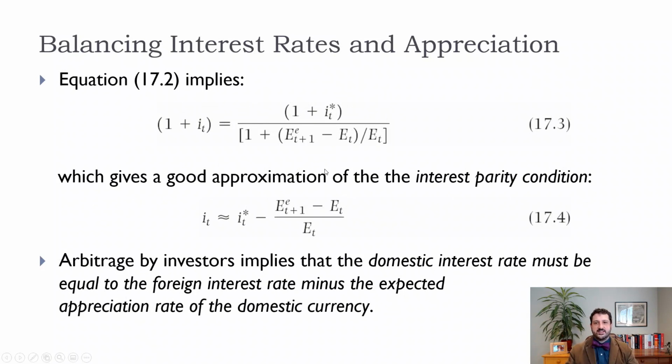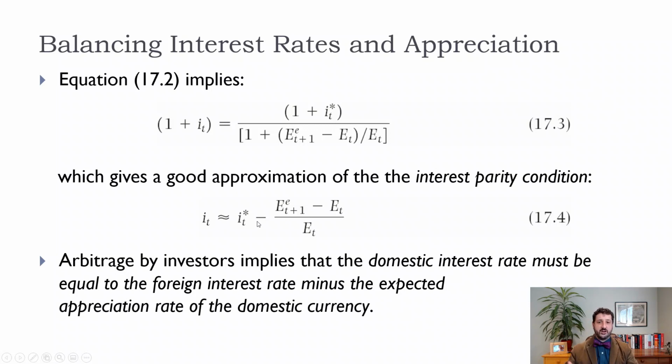So, all right, we've got this equation. We're going to solve for it, and we're going to get this nice approximation where the domestic interest rate has to be equal to the foreign interest rate, i star, minus this percent change in the exchange rate. We can think of this as the expected percent change in the exchange rate. So if the US interest rate and the UK interest rate are the same, then this second term must be zero. Investors must not expect any change in the exchange rate.